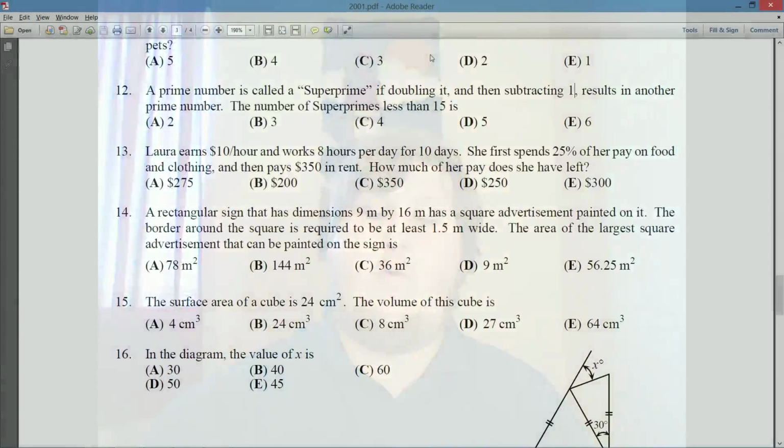We're up to question number 13 on the grade 8 level multiple choice contest put out by the University of Waterloo. And this particular contest is from the year 2001. Okay? So we're on question number 13, and hopefully you've had a look.